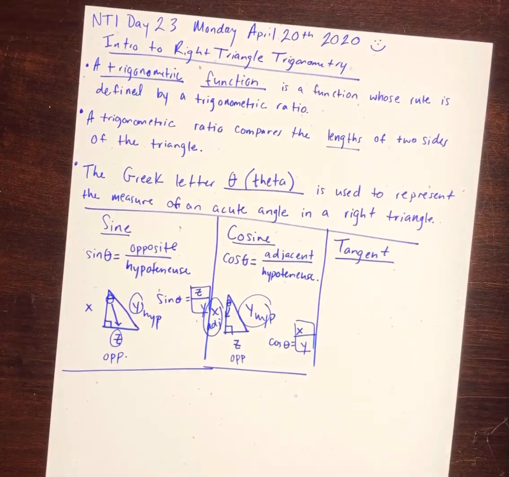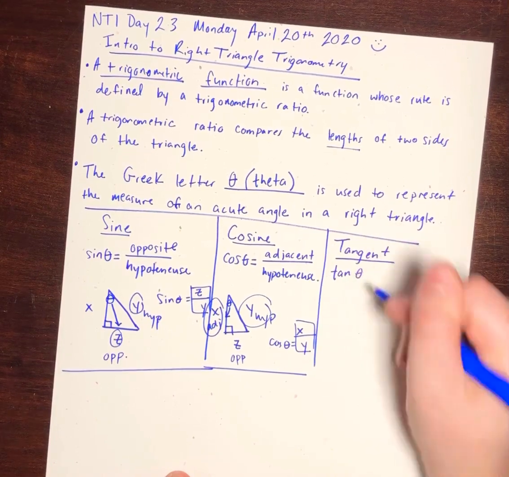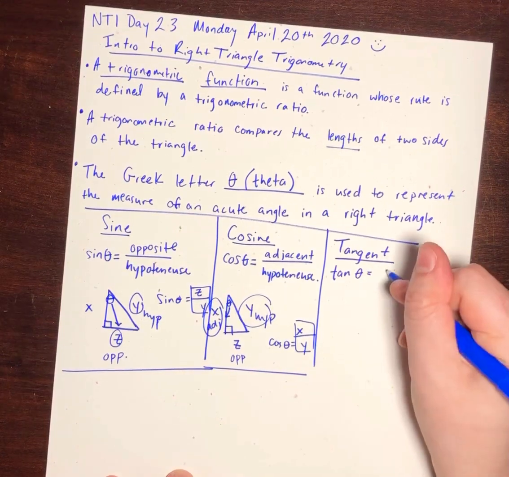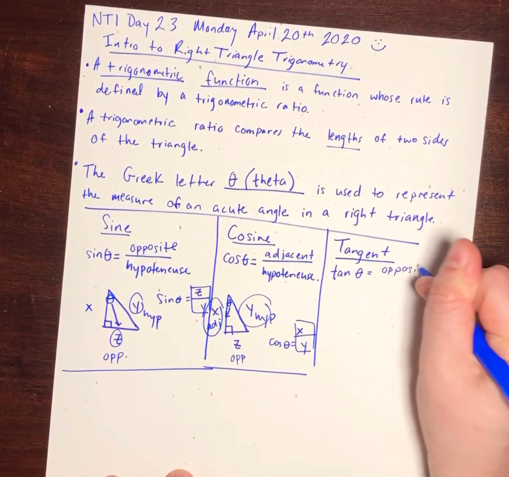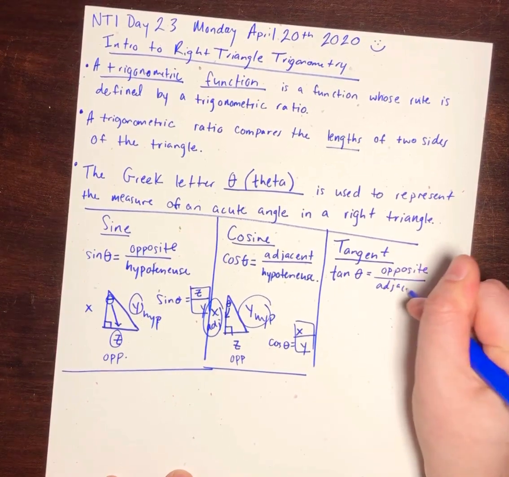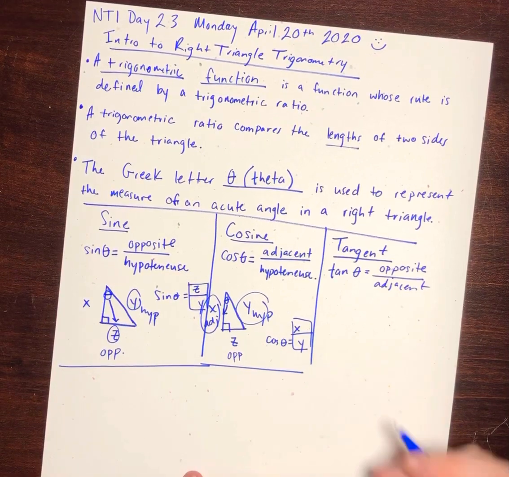And then last we have tangent. Now tangent we shorten to just tan, and then you put the theta right next to it. And that is equal to the opposite over the adjacent. So we're not using the hypotenuse at all for tangent, just the other 2 sides of our right triangle.